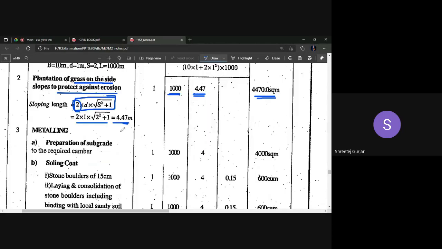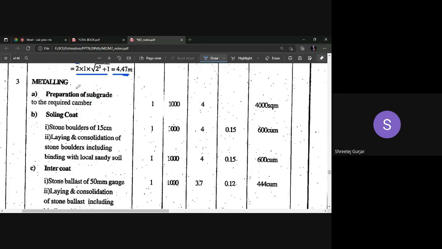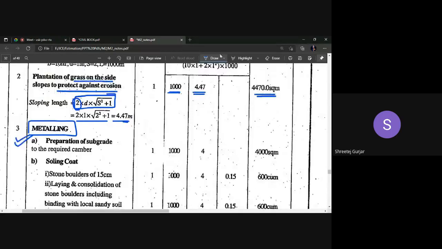Next, you have to calculate for metaling, that is for your road now. Moving on to your road. So preparation of subgrade, this quantity they have calculated extra. They have not mentioned anywhere, but they have calculated. So now let me explain what exactly they have done over here. You can skip this part, no problem. Or if you remember and if you are confident, you can do it in the exam.